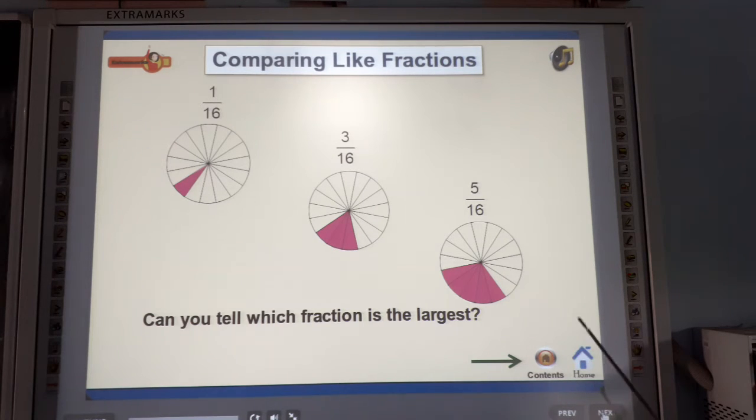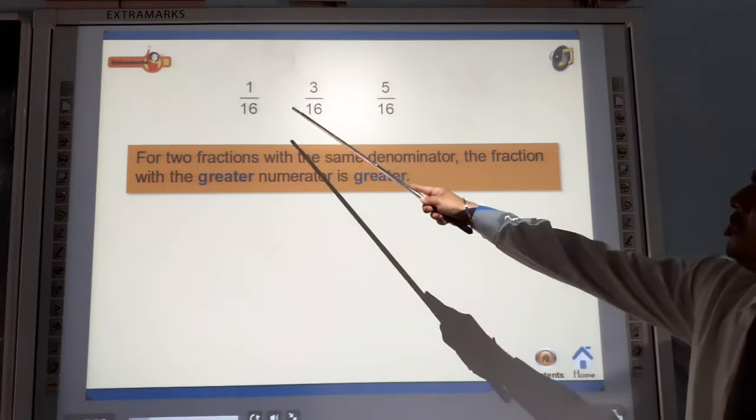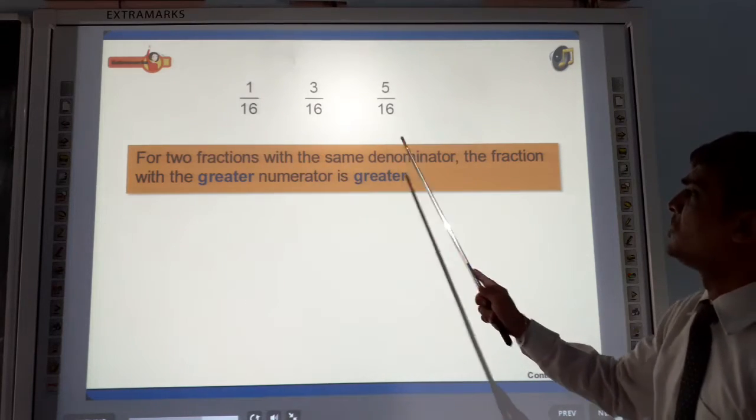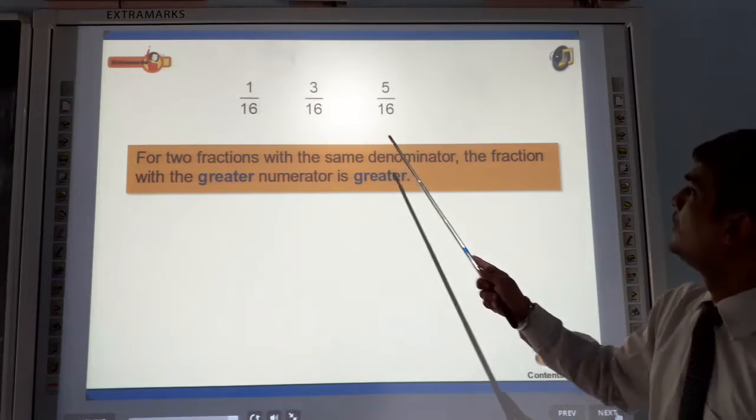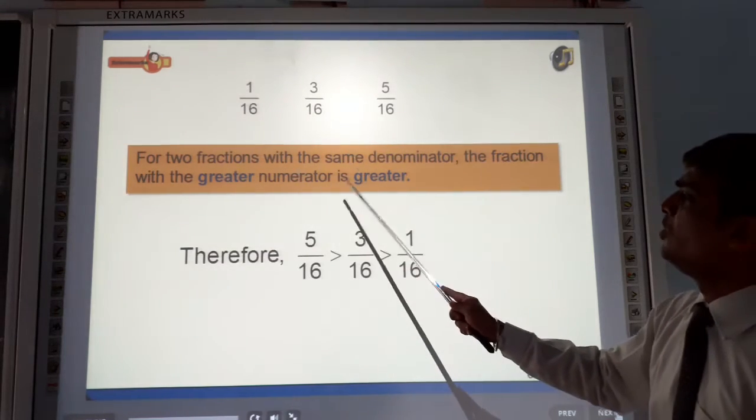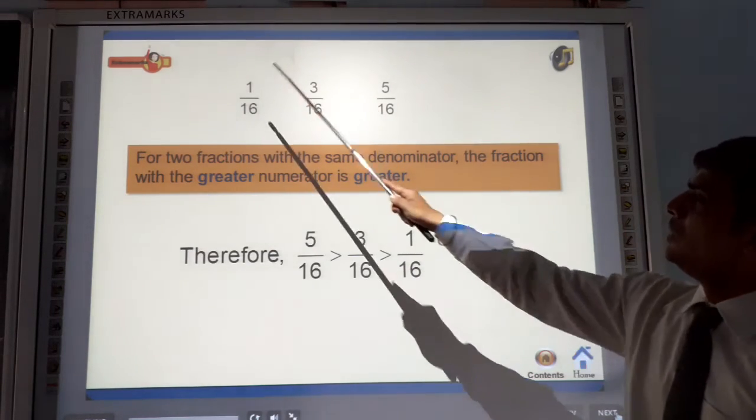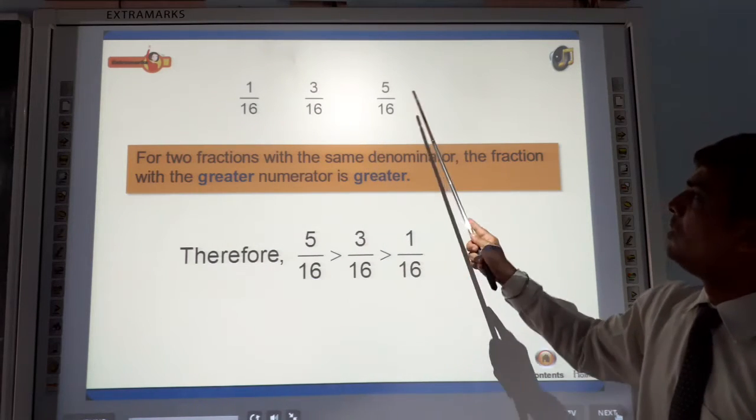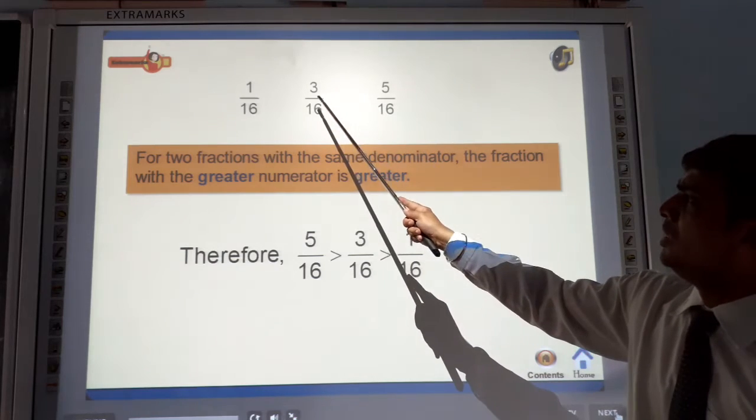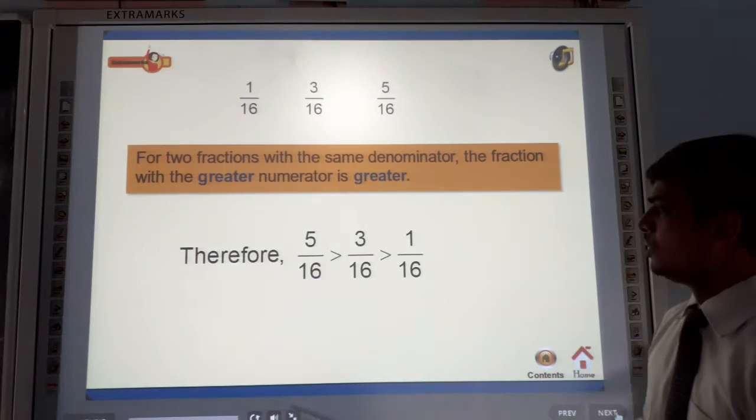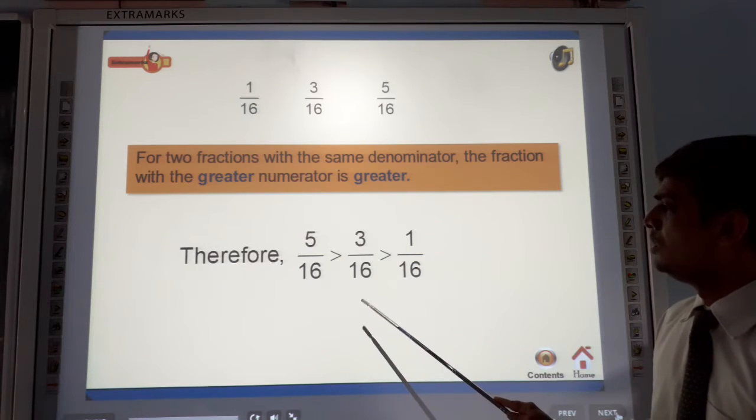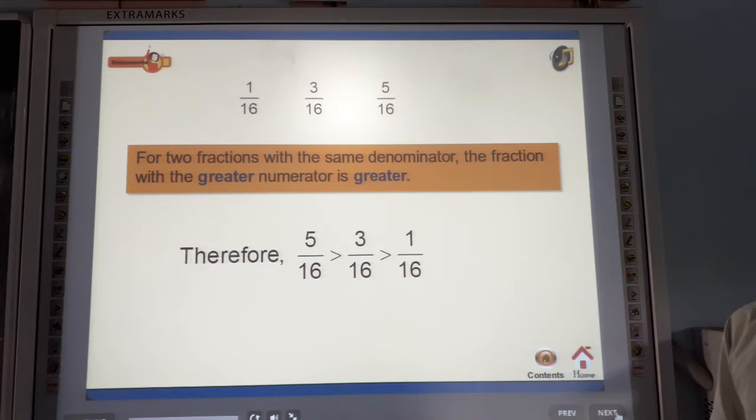Okay. Look at this. 1 upon 16, 3 upon 16 and 5 upon 16. For two fractions with the same denominator, the fraction with the greater numerator is greater. Compare the numerators. Therefore, 5 is greater than 3 and 3 is greater than 1. So the fraction 5 upon 16 is greater than 3 upon 16, and 3 upon 16 is greater than 1 upon 16.